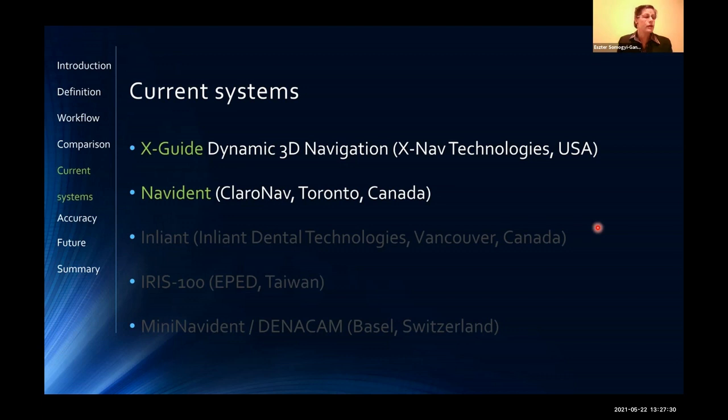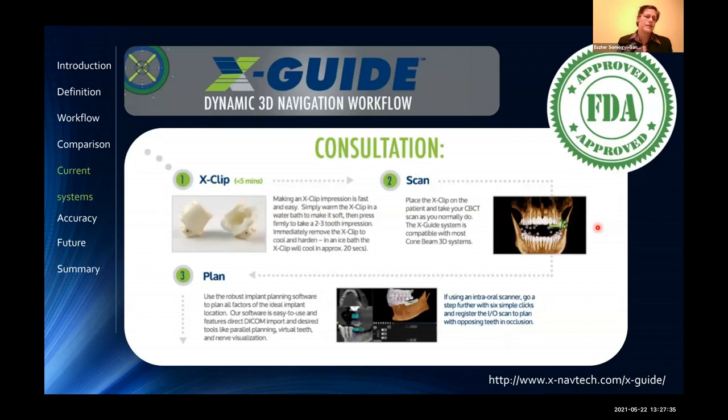I am going to mostly talk about the X-Guide and the Novident system because these are, as said, the most widely used. So for the X-Guide, they use an X-clip, which is literally just a tiny clip that has some thermoplastic material in there that is attaching to the teeth on one side. You can see that's the little green form here. And then they usually attach some kind of radiopaque marker for the scanning procedure so that they can correlate the scan to the patient afterwards.